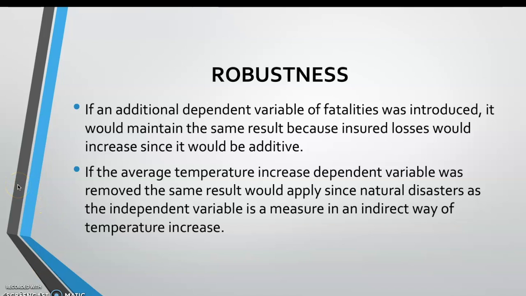Robustness. If an additional dependent variable of fatalities was introduced, it would maintain the same result because insured losses would increase, since it would be additive. If the average temperature increase dependent variable was removed, the same result would apply, since natural disasters as the independent variable is a measure in an indirect way of temperature increase.